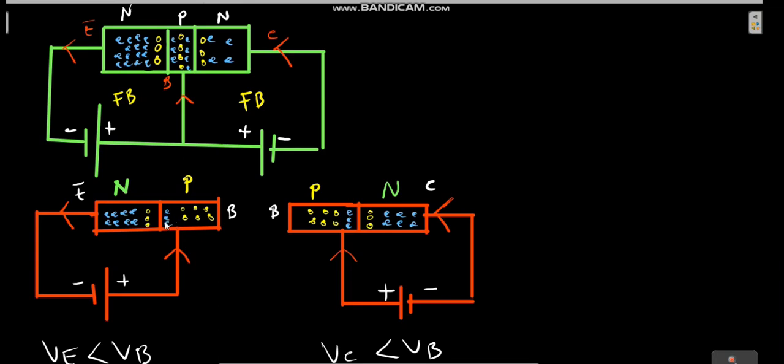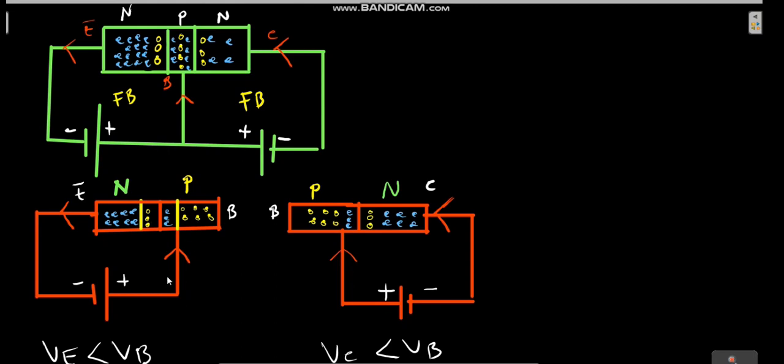So here the holes that are closer to the electrons will be attracted, and the electrons that are closer to the holes will also be attracted. So we have some small electrons here and some small holes here. So this will form what? A depletion zone at this side. Okay, so there will be a depletion zone here.